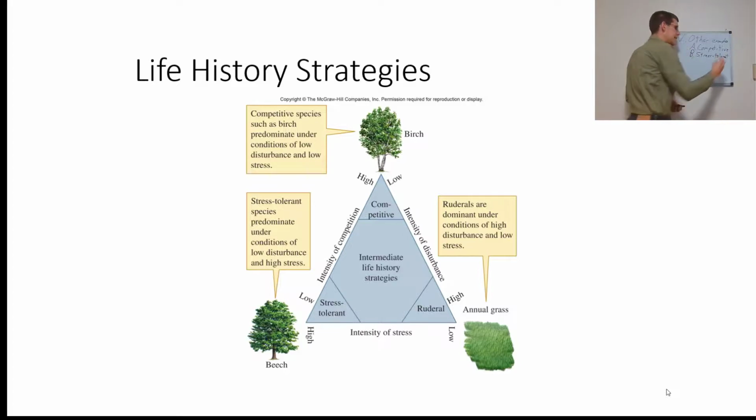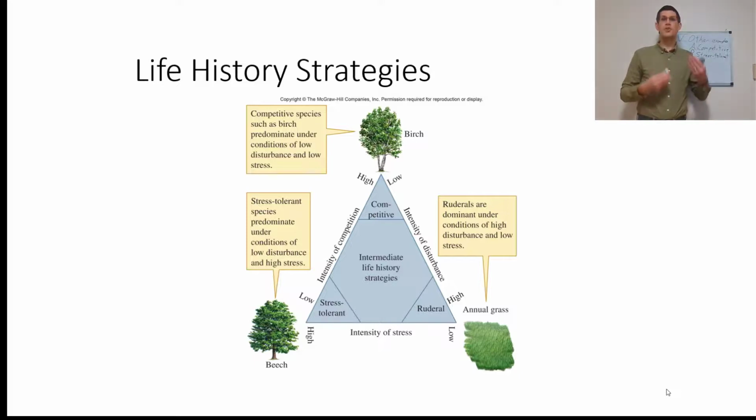The example here is beech, but you could also say the example would be oak as well. Oak is very drought tolerant. Oak is very wind tolerant. You can have a windstorm, you're probably not going to lose many oak branches. Oak is moderately fire tolerant. So there's a lot of stress it can take.